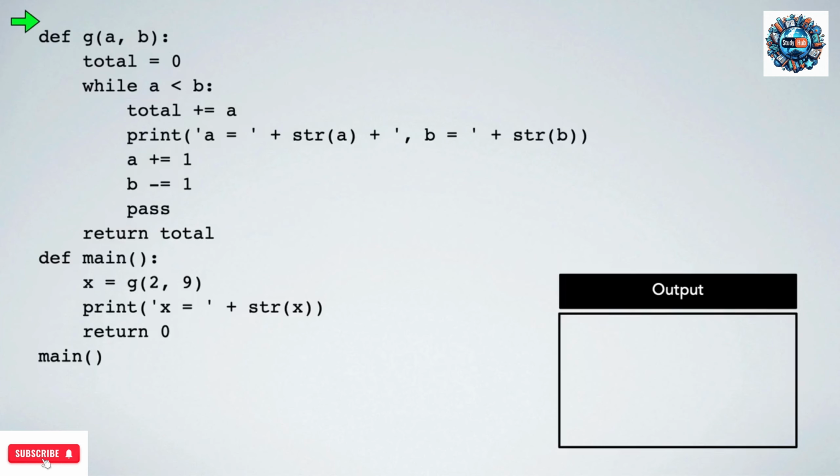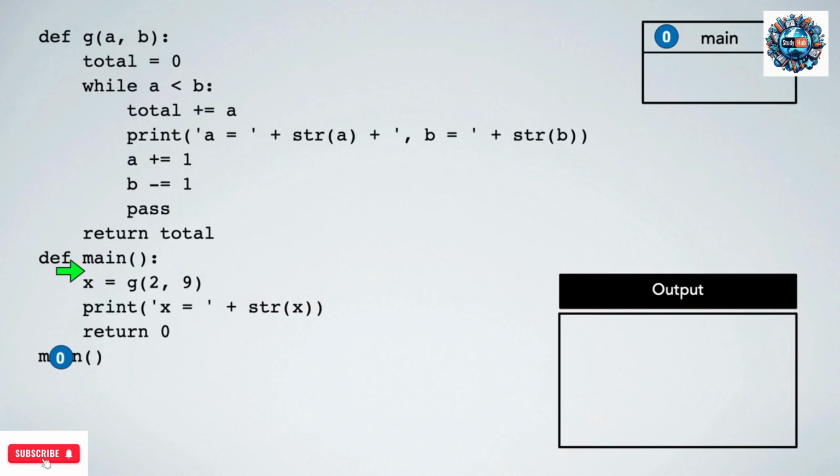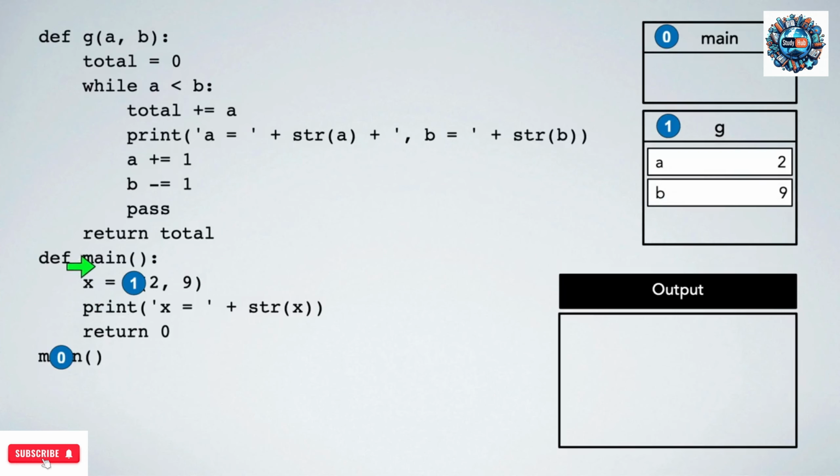At the top left, you see our execution arrow, and we have a box for our output. We'll move the execution arrow until we reach a function, main. We will step into that function and begin executing statements there. To compute the value of x, we'll make a function call to g, passing the values 2 and 9 for a and b, and execute statements in g.